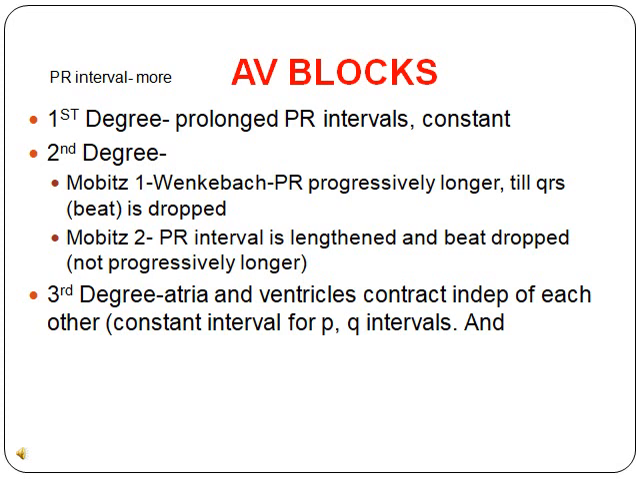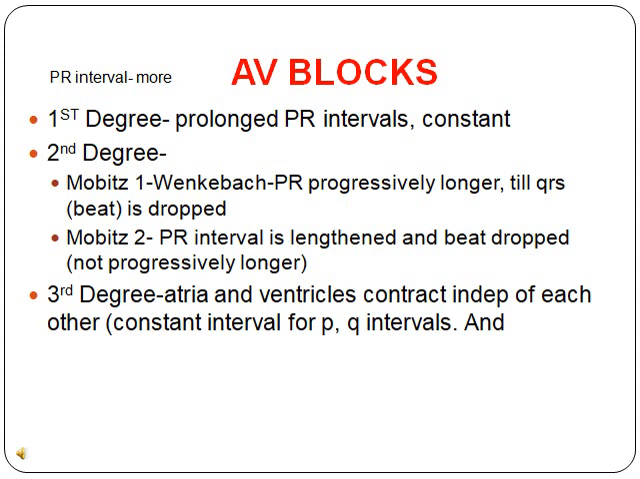Mobitz 2 is when the PR interval is lengthened and a beat is dropped. So it doesn't get progressively longer. It's not like longer, longer, more longer than that. It's always lengthened and then a beat's dropped. The way to remember the opposite of Mobitz 1 and Mobitz 2 is that Mobitz 1 is called Wenckebach, so W, it gives you a warning. It gets progressively longer and then it drops a beat. As opposed to Mobitz 2, it just is lengthened, then drops a beat.